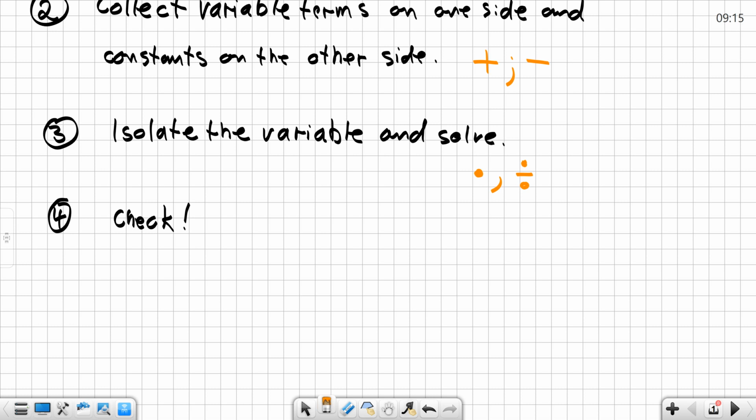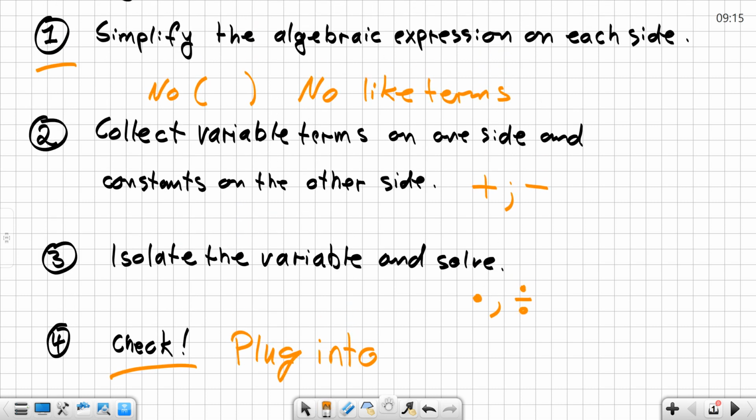And the last part, 4, is the best part in math. I can check my answer. How do I do this? Plug it into the original equation. All right, let's do some examples.